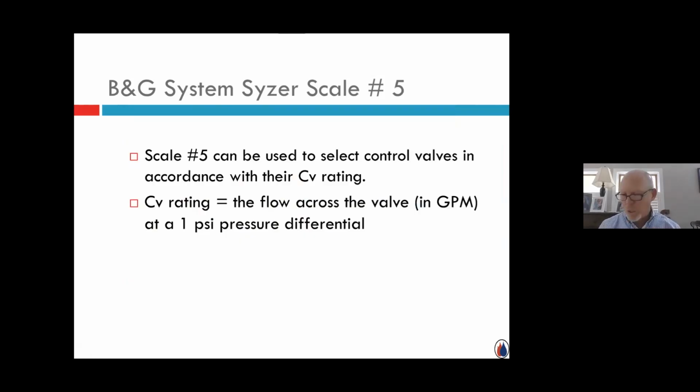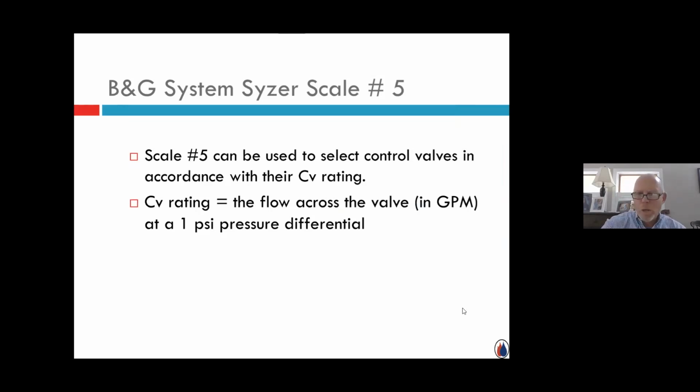The last thing I just want to share with you on scale 5 is it can be used to select control valves in accordance with their Cv rating. It's a flow pressure drop coefficient. So a Cv rating means the flow across the valve in gallons per minute that creates a 1 pound pressure drop or pressure differential.